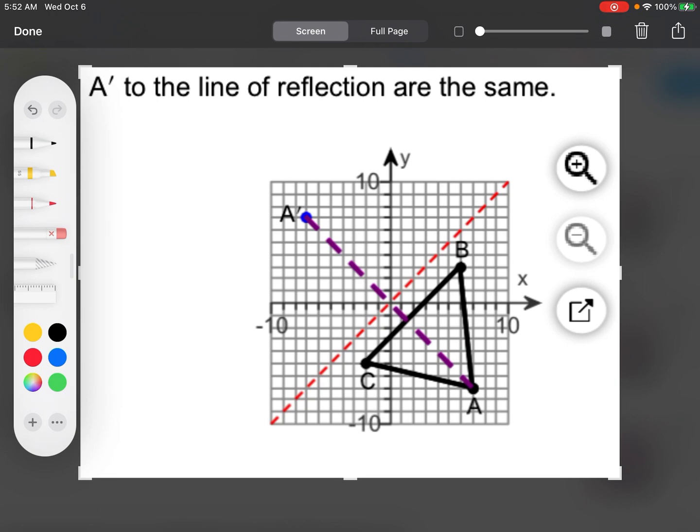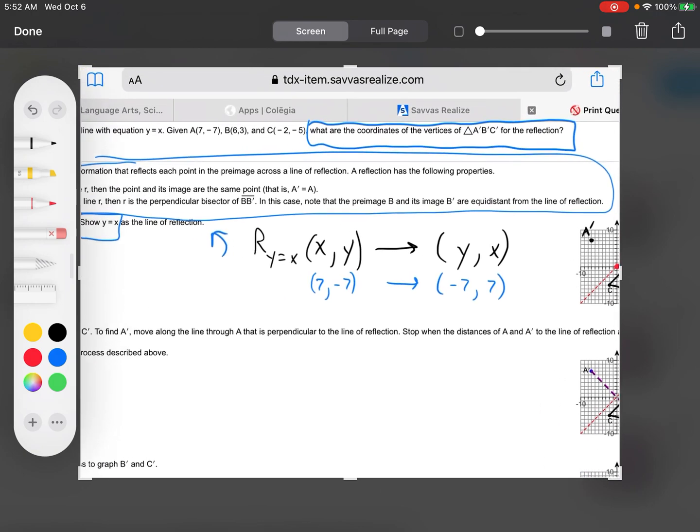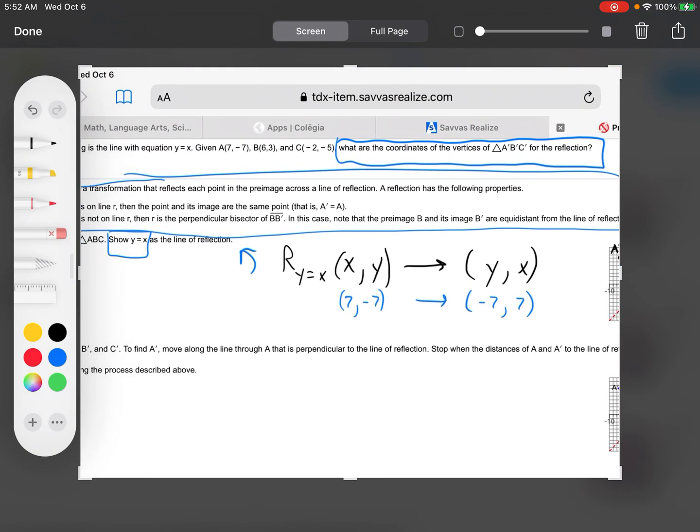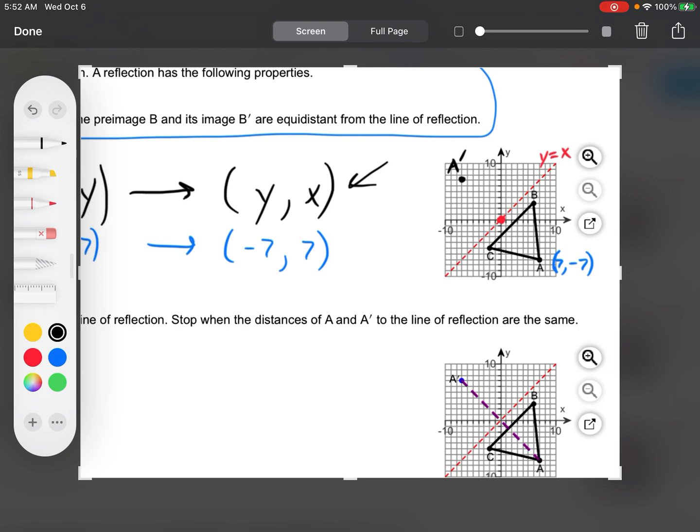Okay. Now, it looks like they did it by counting, but really there is a rule for reflections across the line y equals x, which is that you flip the coordinates. Okay, so that's something that you want to have memorized. And then what you've got to do is do it for the rest of them.